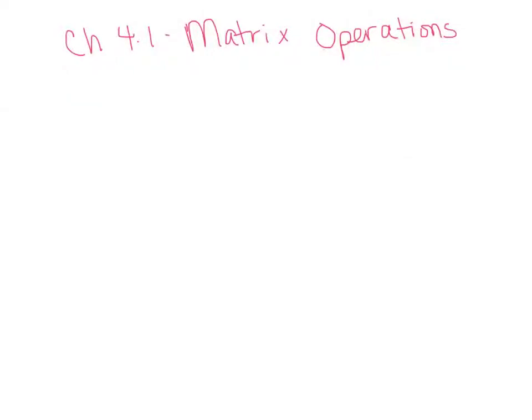Alright, so 4-1 is matrix operations. The first question then should be, what is a matrix? So a matrix is going to be a rectangular arrangement of rows and columns. And we're just going to do some basic notes today. So a matrix is going to come to you in brackets.